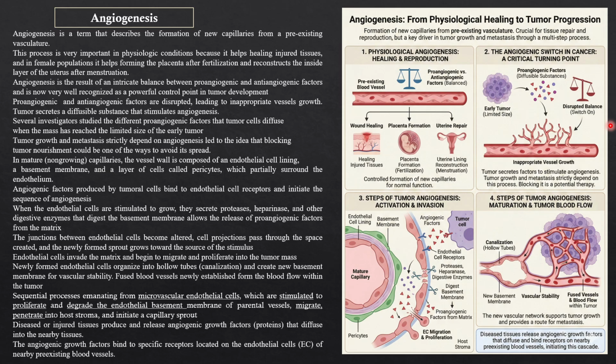However, in cancer, this balance is disrupted, leading to what is called the angiogenic switch, where tumors begin secreting growth factors that stimulate uncontrolled vessel formation. As the process progresses, the tumor cells release signals that activate the endothelial cells, causing the degradation of the basement membrane and enabling endothelial cell migration and proliferation. These cells then form new vascular structures that mature into functional blood vessels, supplying nutrients and oxygen to the tumor. This newly formed vascular structure not only supports tumor growth but also provides a pathway for the cancer cells to enter the circulation and metastasize.